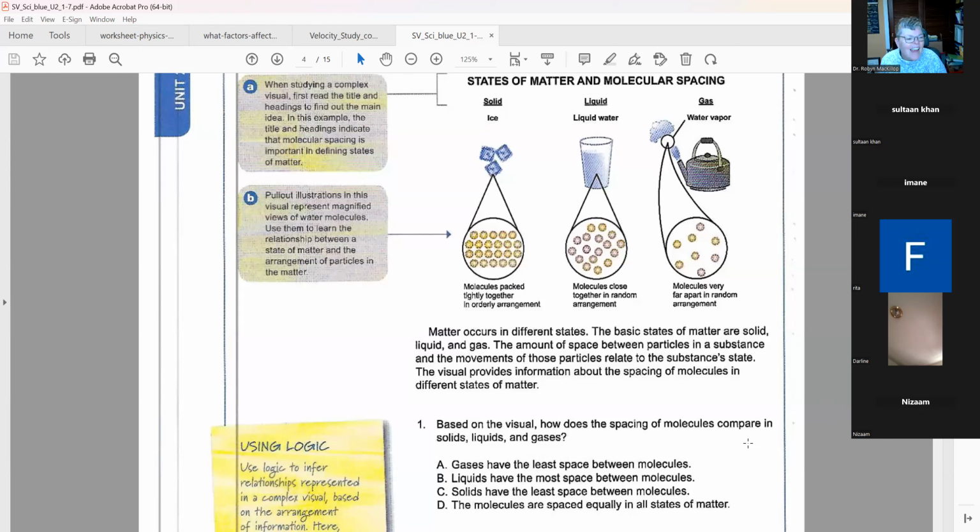It is A. Gases have the least space for molecules. Now this is gas, this third one.